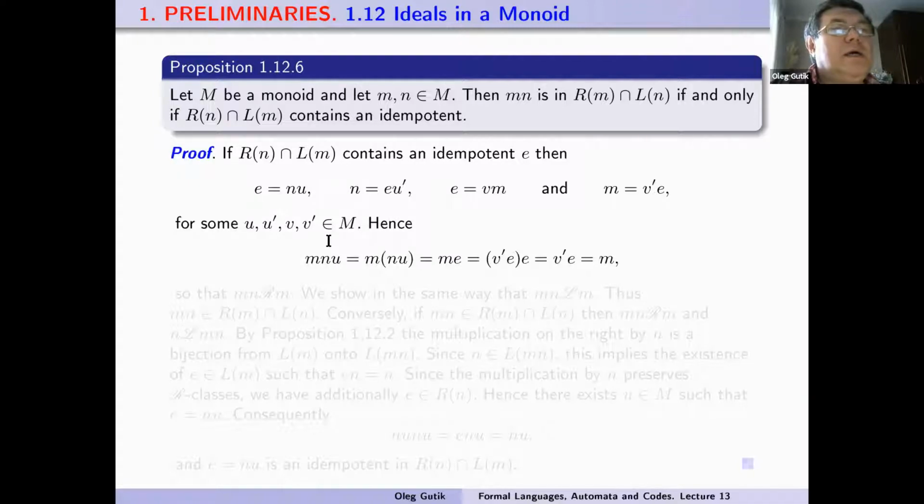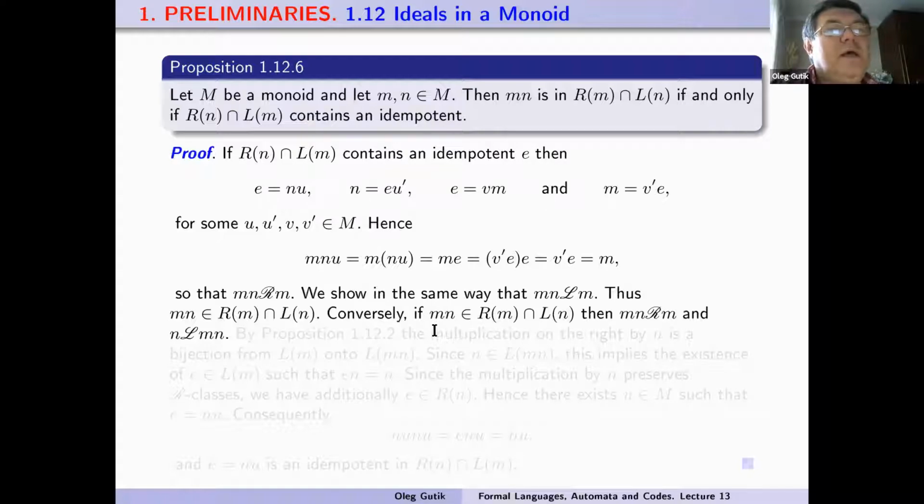Hence we get that mnu = me = v'e·e = v'e = m. So we get that the element mn and the element m are R equivalent. We show in the same way that mn is L equivalent to the element n. Thus we get that mn belongs to the intersection of the classes R_m and L_n.